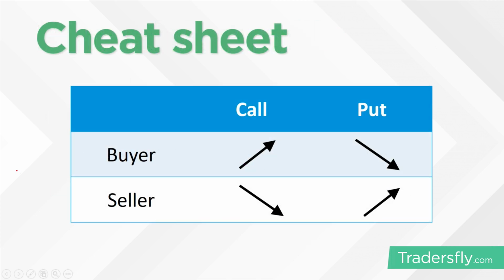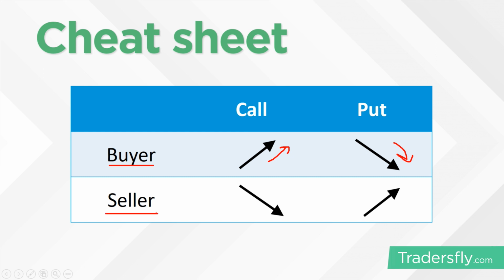So here's a quick little cheat sheet for you based on what we just talked about. It gives you a little bit more insight than what we discussed, but if you're basically a buyer and you're buying a call, you want things to go up, and then you can sell the call and you make money. If you're a buyer of a put, you actually want the stock price to go down.